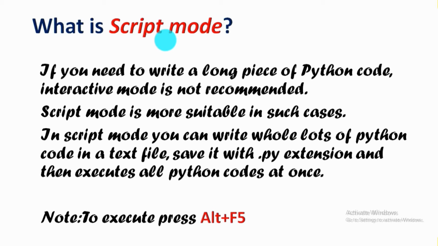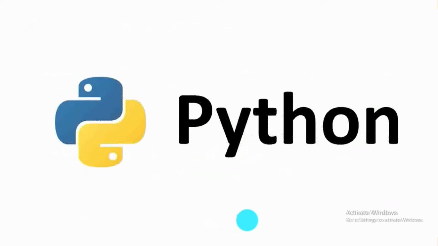If you need to write a long piece of Python code, interactive mode is not recommended. Script mode is more suitable in such cases. In script mode, you can write whole lots of Python code in a text file, save it with a .py extension, and then execute all the Python code at once. To execute, press Alt plus F5. So after a fair understanding of script mode, let's try one example.